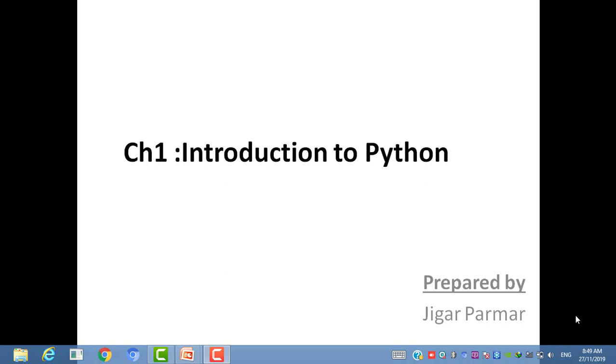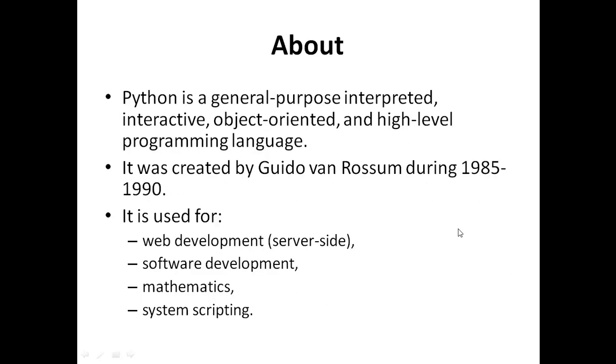Python is a high level programming language designed to be easy to read and simple to implement. It is open source, which means it is free to use even for commercial applications. Python can run on Mac, Windows and Unix systems. It was created by Guido and Rasmus during 1985 to 1990.